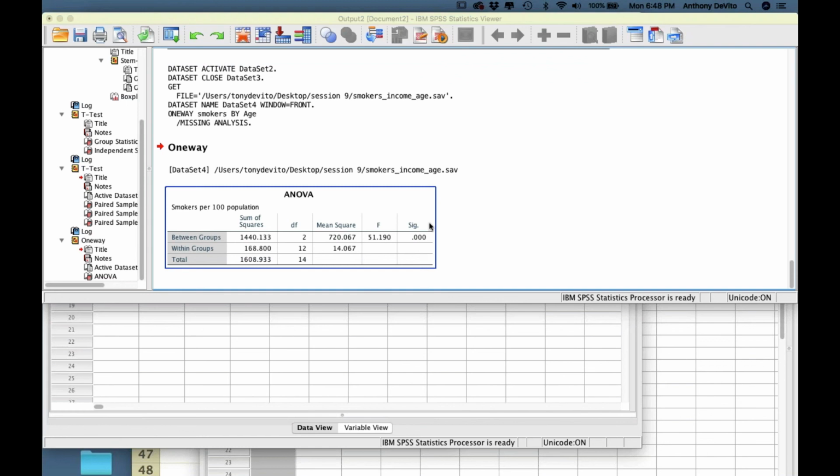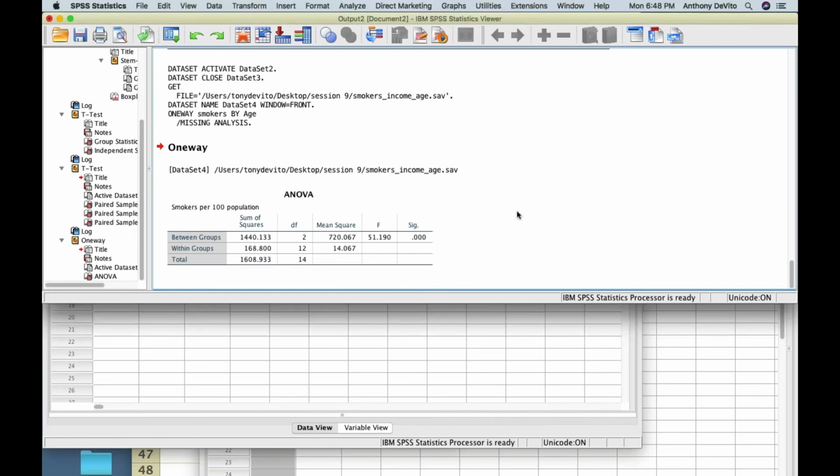Okay, so I can reject the null hypothesis here, but it doesn't tell me which of these means are different. It doesn't tell me if the mean for the younger smokers is different from the mean for the middle-aged smokers, or the younger smokers are different from the oldest smokers, or the middle-aged smokers different from the oldest, or the middle-aged smokers are different from the youngest, and so on.